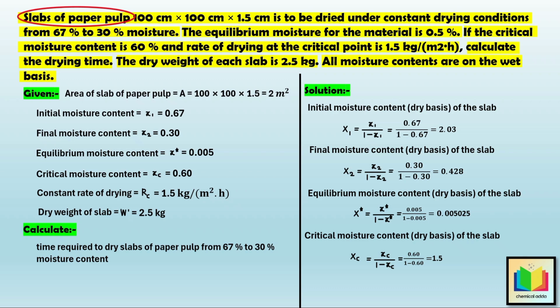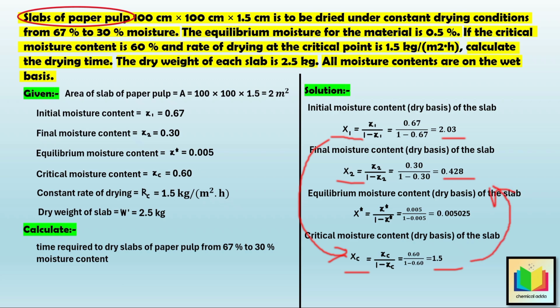But, from the values of X1, X2, and Xc we can notice that final moisture X2 is lower than the critical moisture Xc. And we know that drying usually occurs in two periods. First one is constant rate period, where moisture content drops from X1 to Xc, and second one is falling rate period, where moisture content drops from Xc to X2.